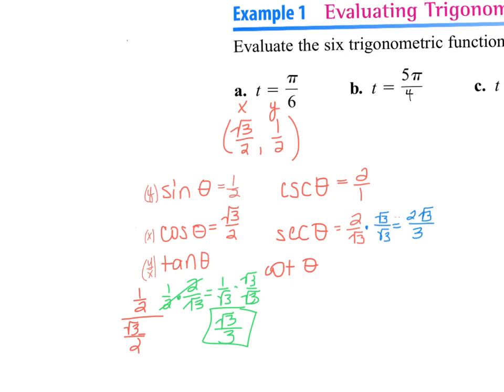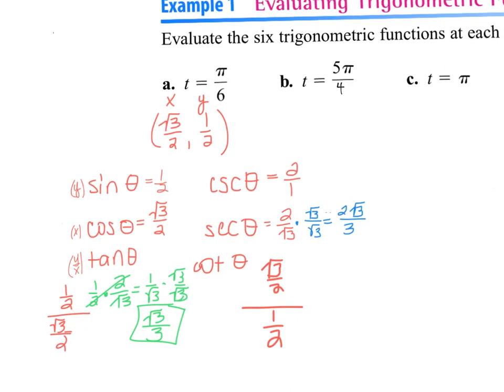So my cotangent is going to be x over y. We're going to flip it. So my x value is √3/2 divided by 1/2. So again, if we keep change flip, we have √3/2 times 2/1. So what happens here? My 2's cancel out. So my cotangent is just √3.